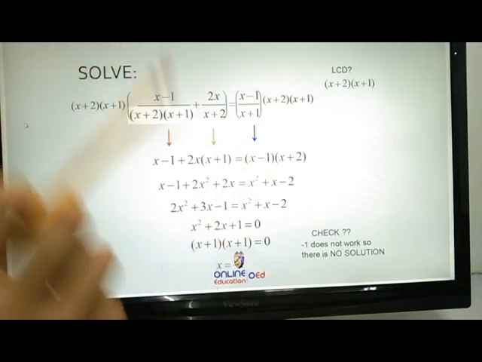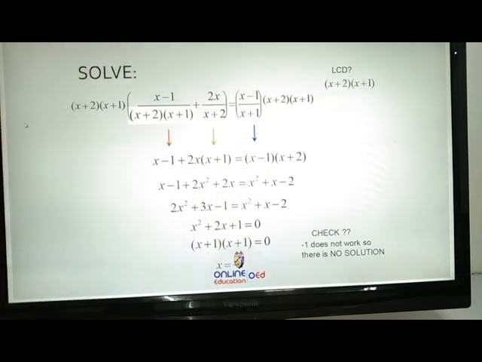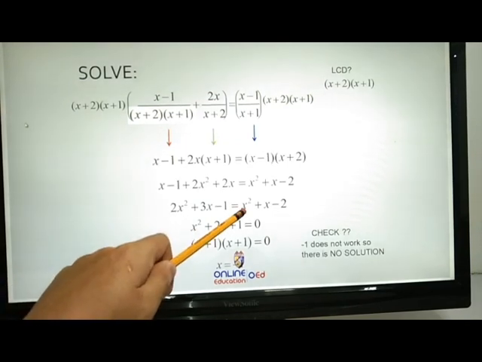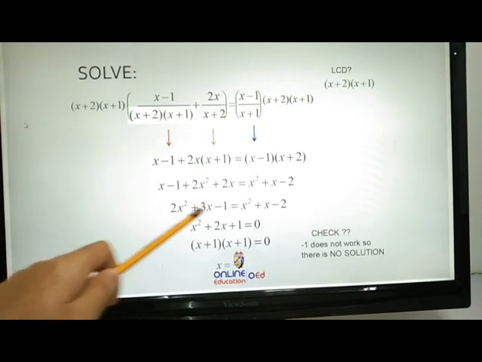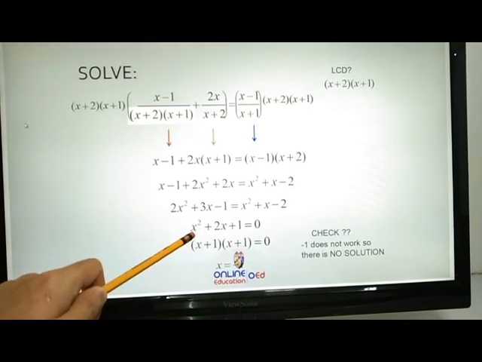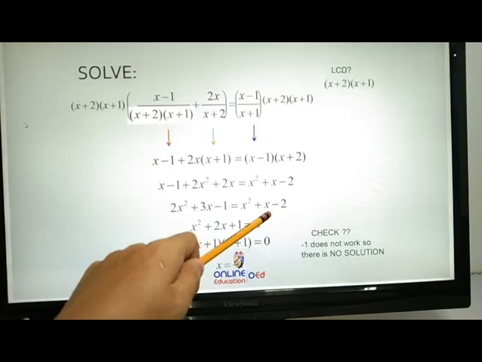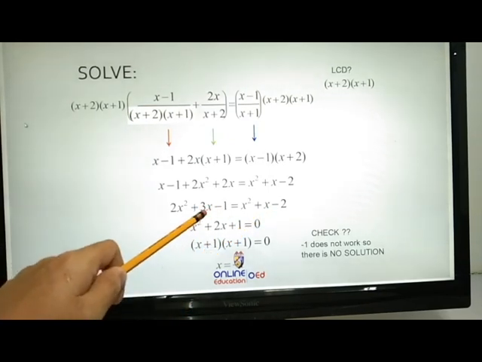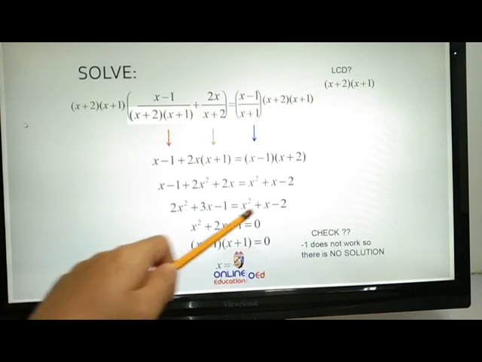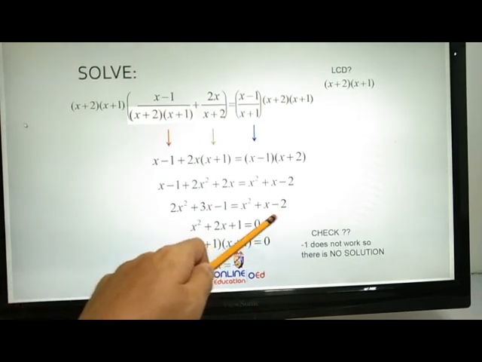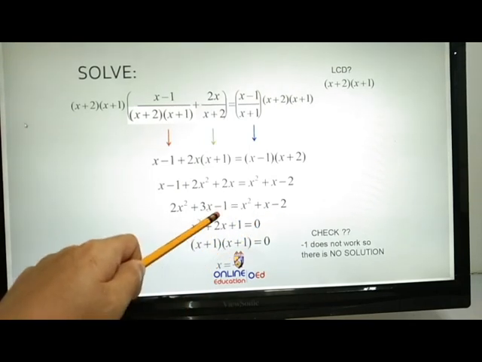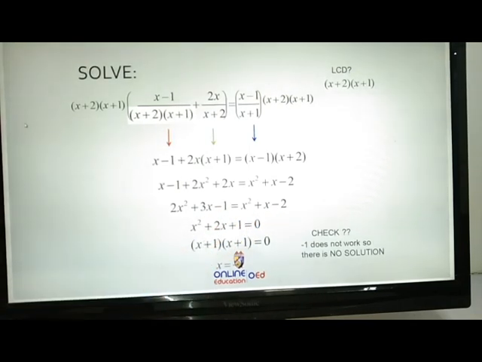Transpose lahat ng term on the right side and equate to 0. Transpose si positive x squared, add ka ng negative x squared both sides. So, magiging x squared na lang siya, 2x squared minus x squared. Transpose si x sa left side, 3x minus x, 2x. Transpose si negative 2 on the left side, so add ka ng positive 2 both sides. So, negative 1 plus 2 is positive 1.